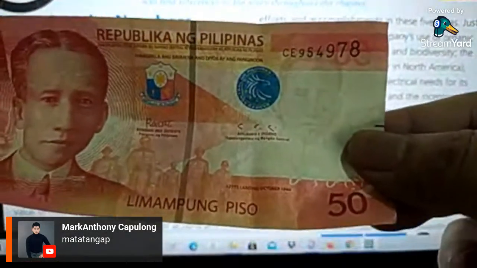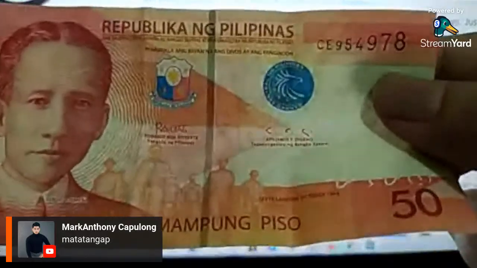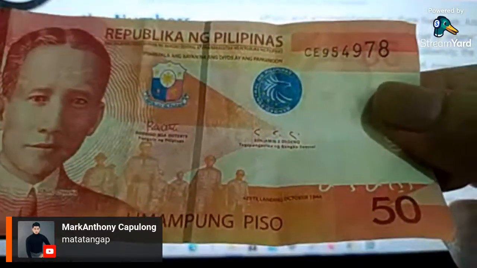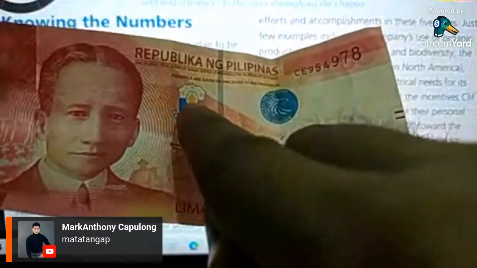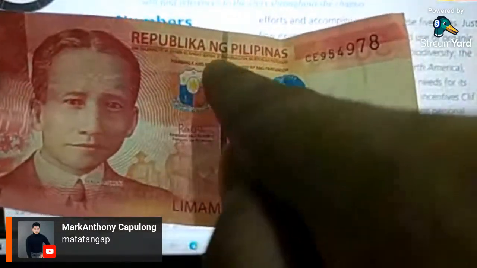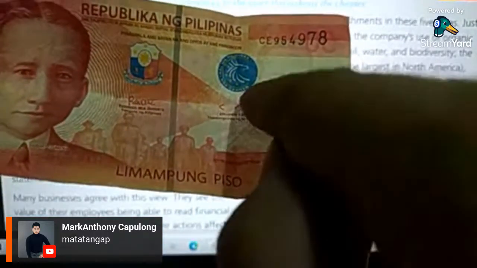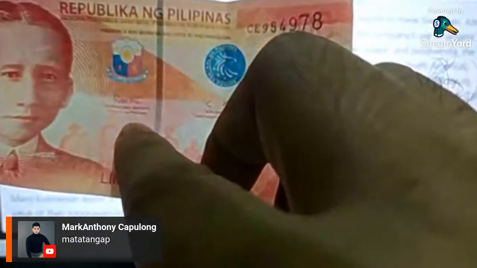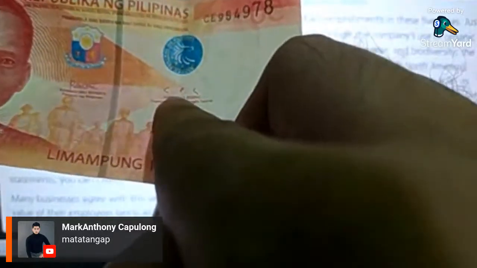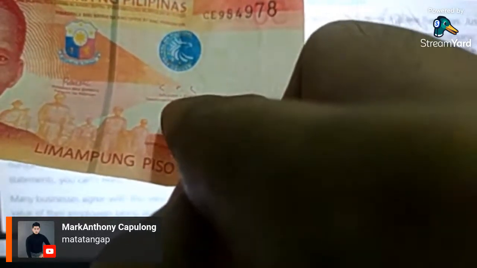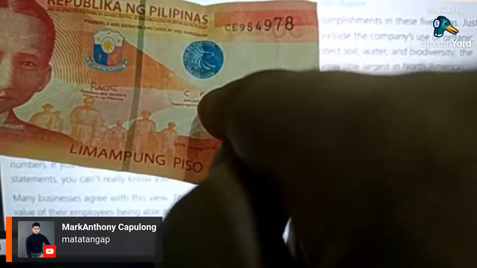For example, this one. This is not an ordinary paper because it is guaranteed by the Philippine government. This is the logo of the Philippine government. This is the name, Philippine government. This is the logo of the Central Bank of the Philippines. This is guaranteed with the signature from the Philippine President and from the Bangko Sentral ng Pilipinas. Okay. Philippine President, Central Bank. Signature. Philippine President, Philippine logo.